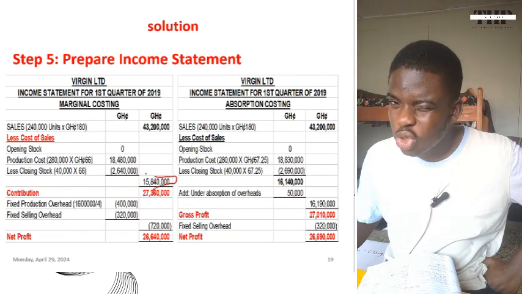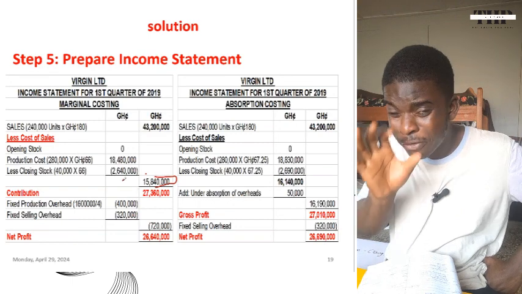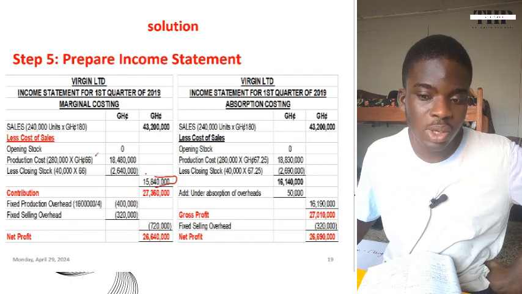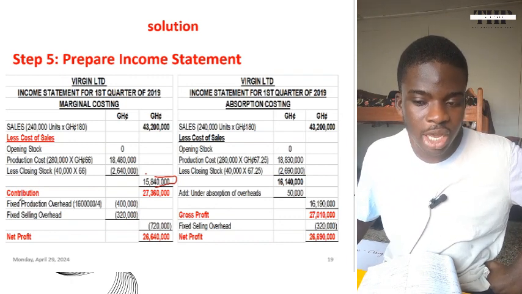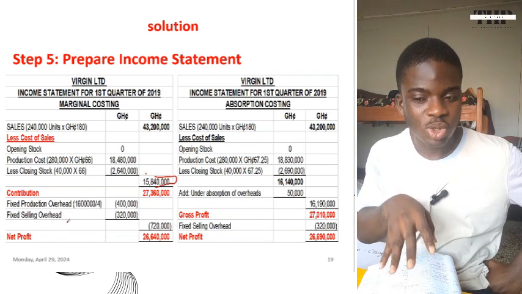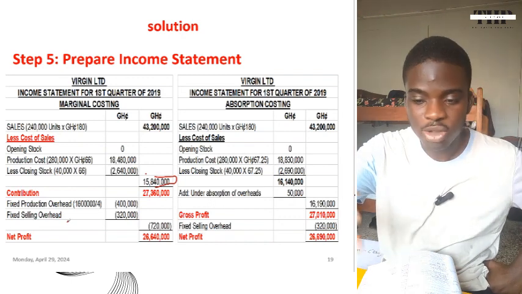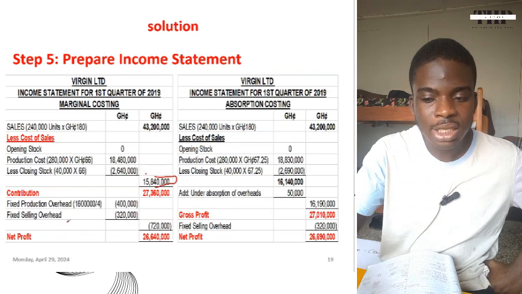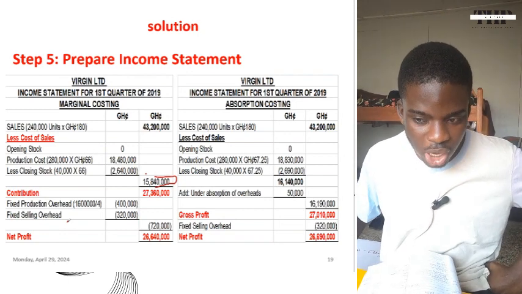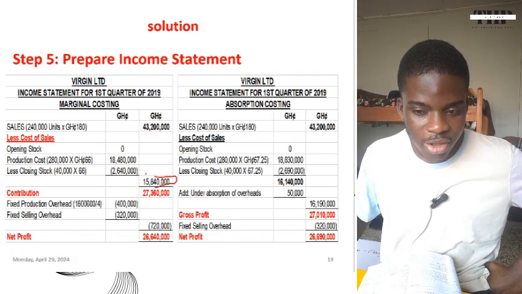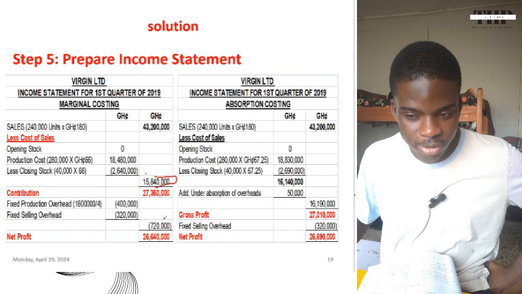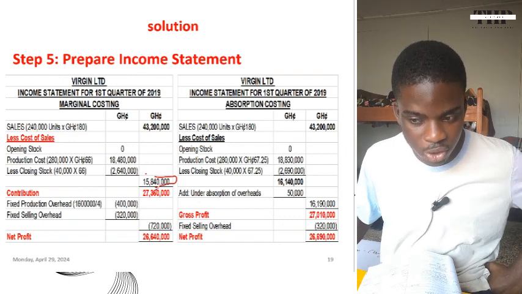Very well. Now you also remember that we said that fixed costs are period costs. So after the contribution, it's only fixed production overhead and fixed selling overhead that you can see over here, because anything fixed is considered a period cost. So you add the fixed production overhead to the fixed non-production overhead. That gives you 720,000, and you subtract it from the contribution. And that gives you your answer, right?